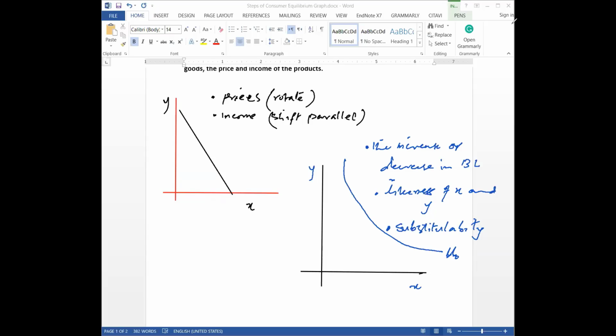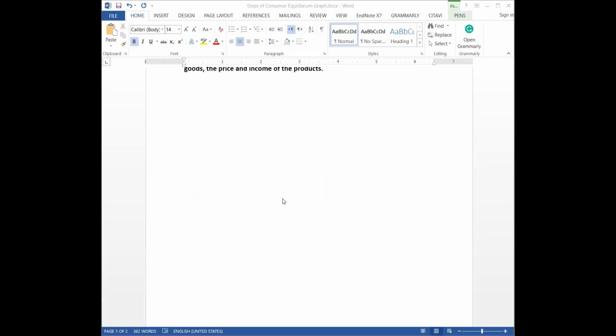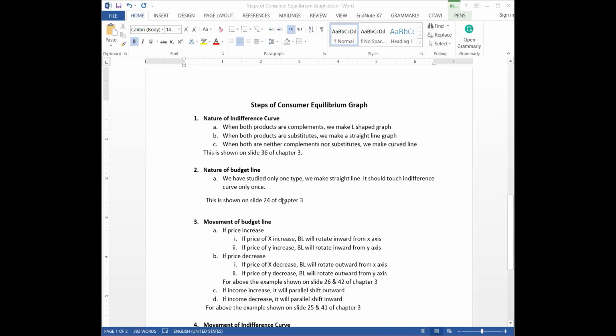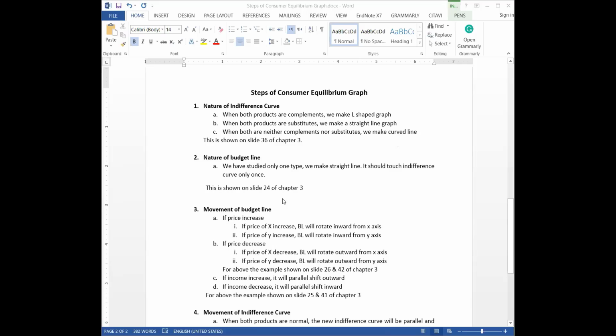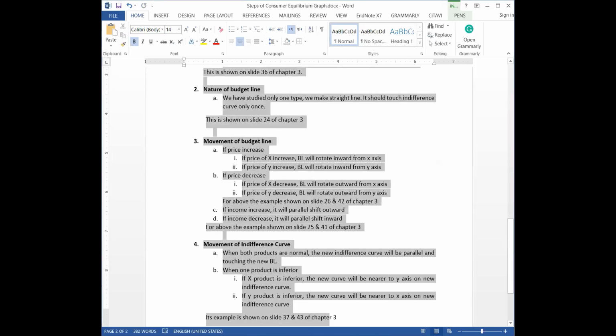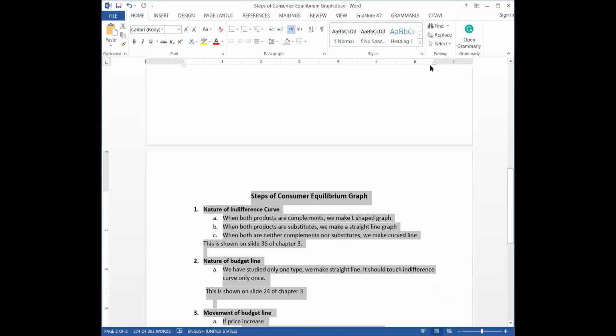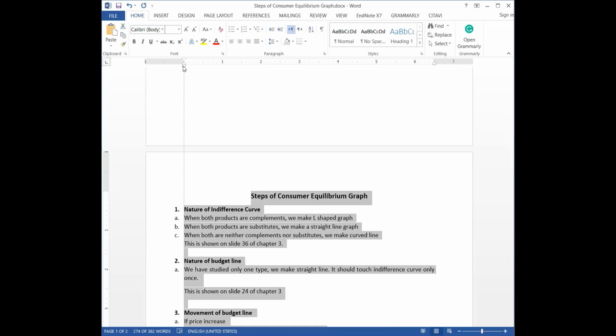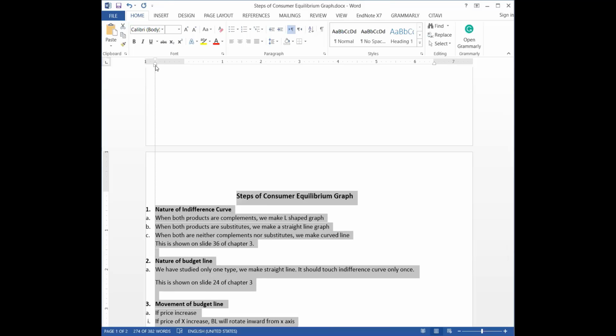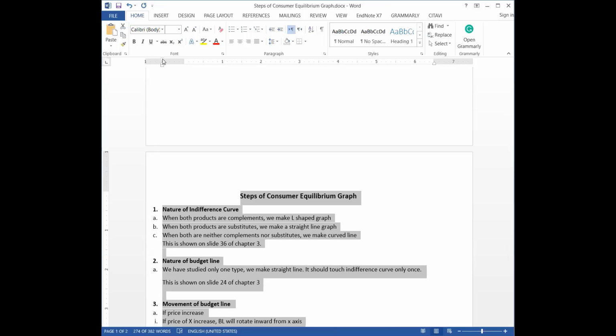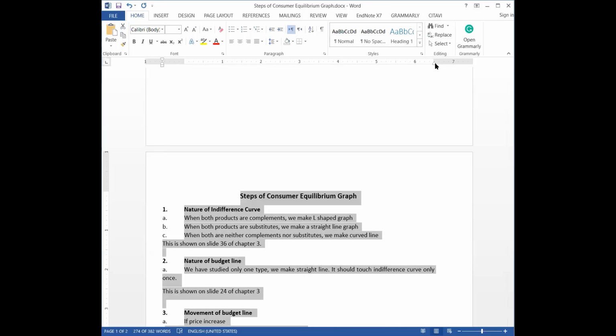Okay, so let me clear it up. Now we are going to draw the indifference curves. First of all, we'll define the steps. What I will do is select the higher right part and move it onto half of a page so that I have more space to write. Let me move it in the corner and move it.